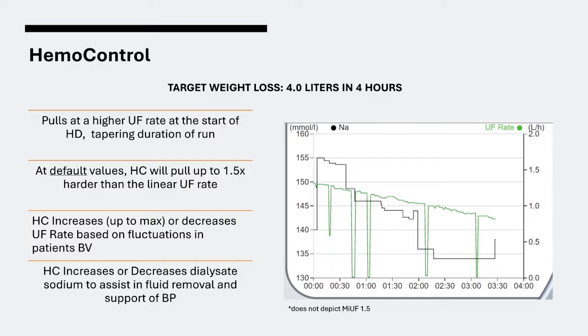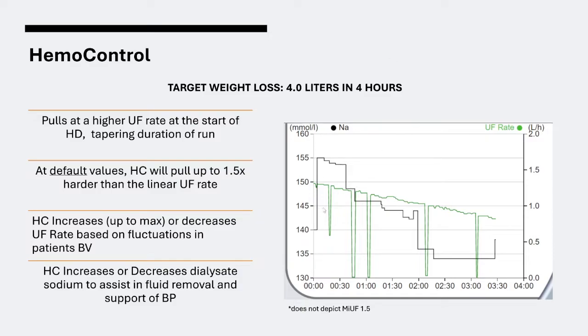Now, just because that's the maximum does not mean that is what HemoControl will utilize. That's just the highest that it will potentially go, which brings me to my next point. HemoControl will increase up to the maximum or decrease the UF rate based on fluctuations in the patient's blood volume. So in response to a dropping blood volume, based on the parameters that we set, which we'll get into in a minute, HemoControl will recognize that, and it will actually lower the UF rate to allow the patient to recover.